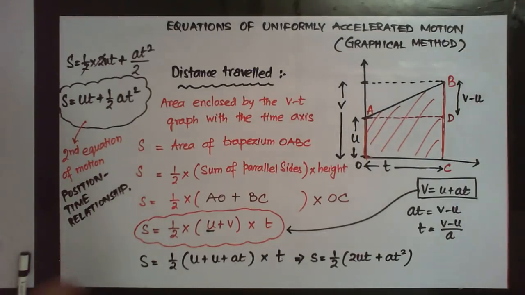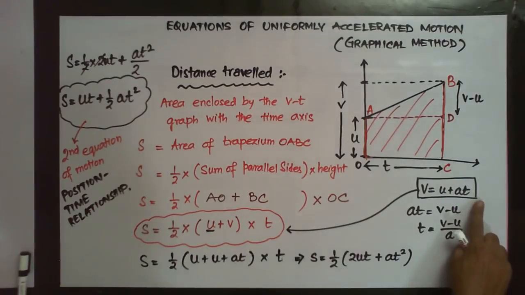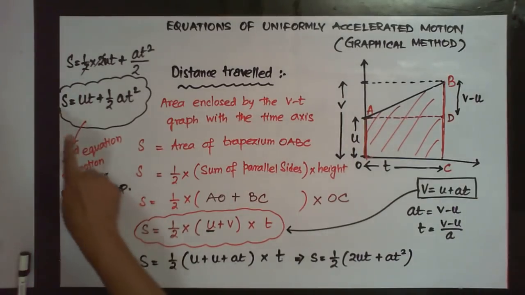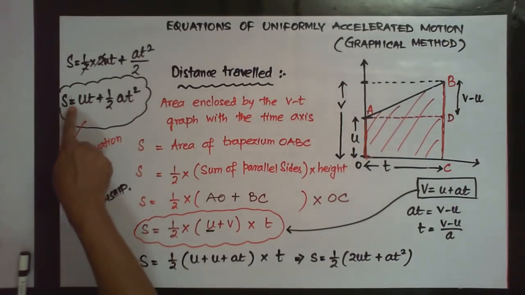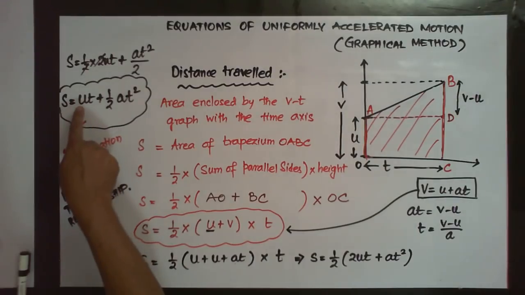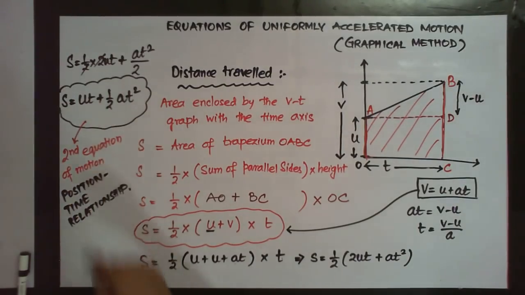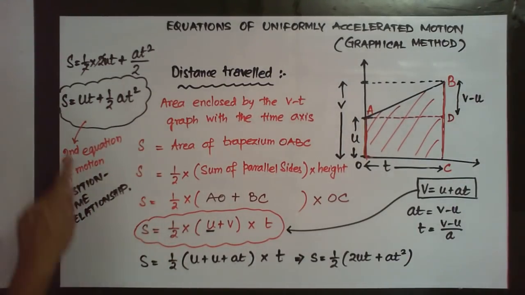And what is the second equation of motion called? It is called the position time relationship. What was the first equation called? This equation is called the velocity time relationship. The position time relationship gives a relationship between distance and time, initial velocity and acceleration. So how many quantities do you have? S, U, T and A.